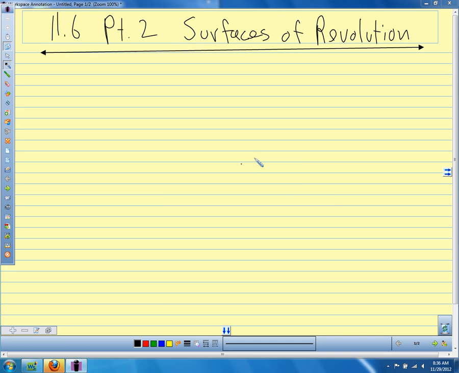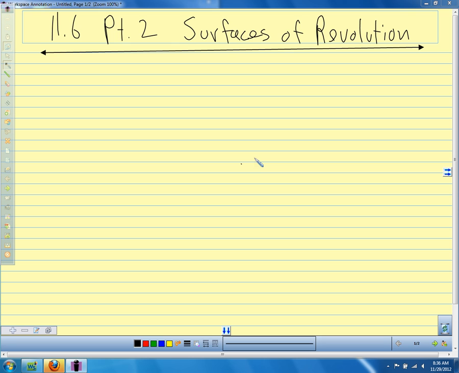So we've talked about several kinds of surfaces so far. We've talked about planes. We talked about spheres. We talked about cylindrical surfaces the other day, and we talked about quadric surfaces the other day. We're going to talk about the fifth type, a special kind of surface: surfaces of revolution.